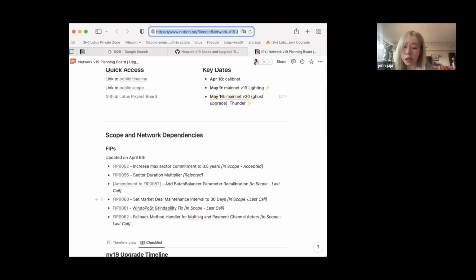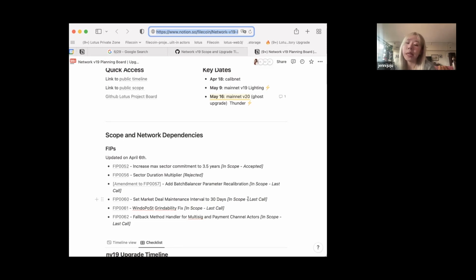We are also including FIP 47, which is the gas FIP for FEVM, and we are adding some batch balance parameter recalibration to just make sure the prove commit aggregation and pre-commit batch are still in the right range for the network.